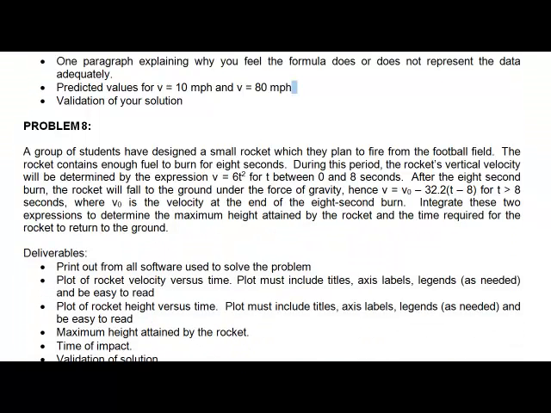Okay, again, moving on. Problem 8. This one is an interesting one. We've got a small rocket. We've got an expression for vertical velocity between 0 and 8 seconds. After 8 seconds, it's going to behave using gravity: V equals V naught minus 32.2 (T minus 8) for times greater than 8 seconds.